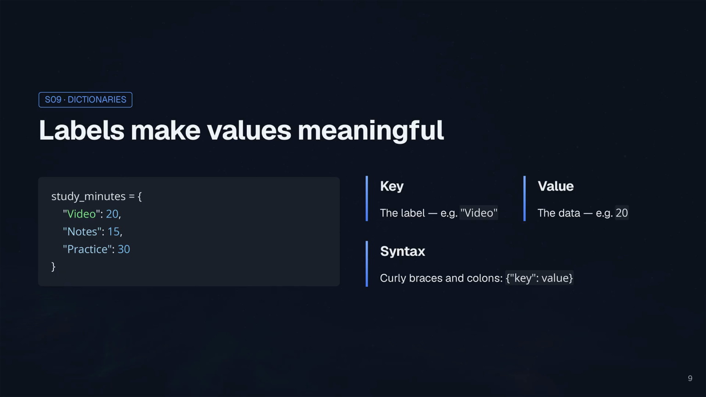Video points to 20, notes point to 15, and practice points to 30. The code now reads like a question. We would naturally ask, how many minutes are assigned to practice? And once the label exists, working with the data becomes direct.